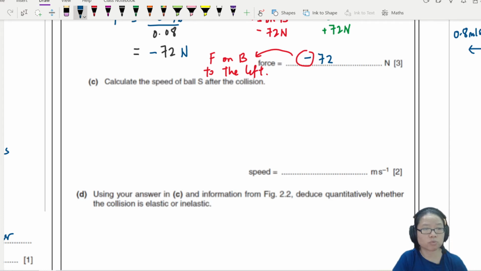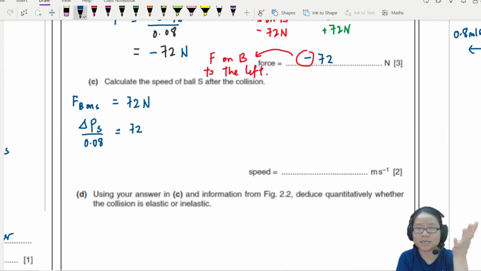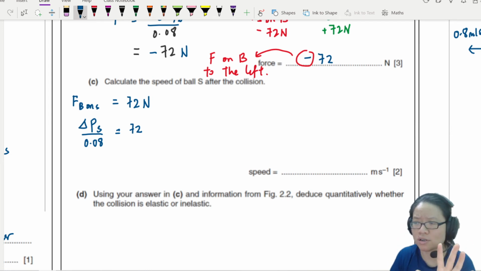So the method will be the force of ball B on ball S is also 72 Newton. Okay. So I can take the change in momentum of ball S over the contact time. Contact time must still be the same, 0.08 seconds, because how can B touch S without S touching B? That's just weird, right? It's like someone touches you, but you're not touching that person. Very weird. No haunting here.